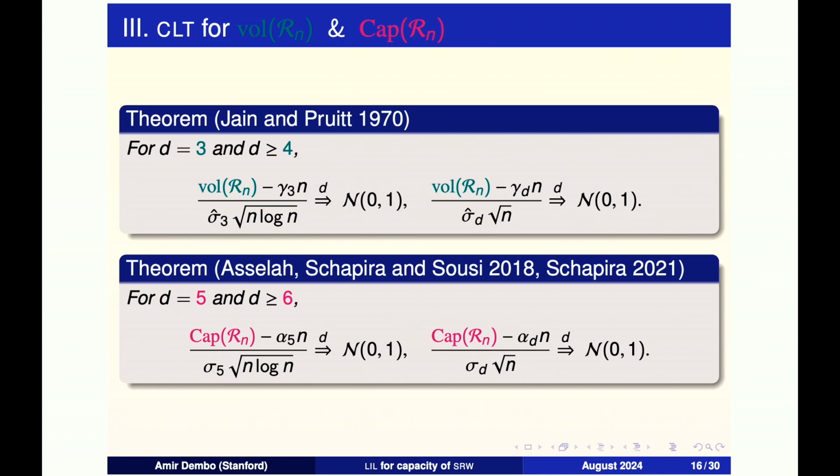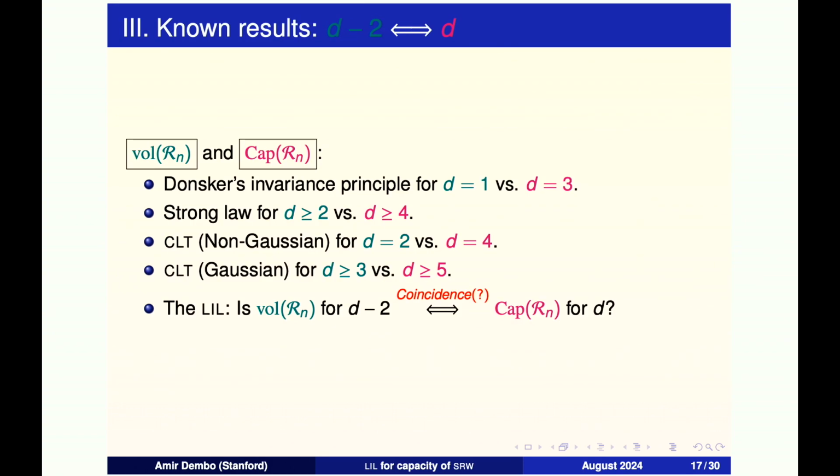Similarly, works of Asselah, Schapira, Sousi, and Schapira in 2018 and 21 repeat the same thing, just replace 3 by 5, 4 by 6, and change your constants. I mean, you have to prove it. It's very easy to write the theorems if you don't have to prove them. Otherwise, you have to read the paper. The proofs are, of course, more involved, which is a reason for the delay in their appearance.